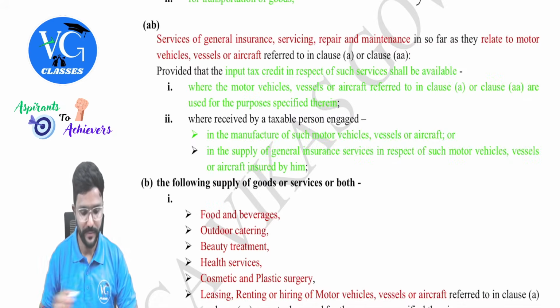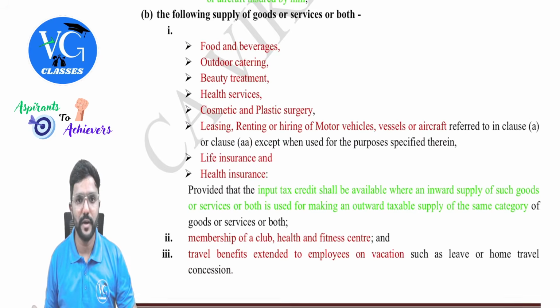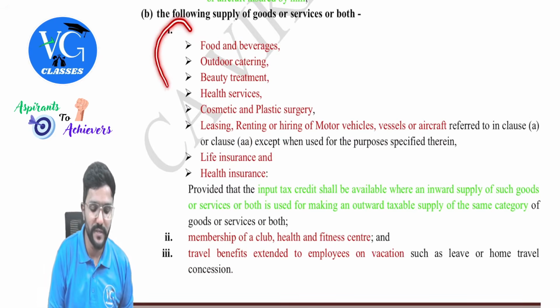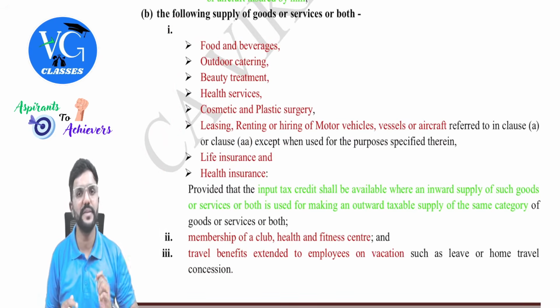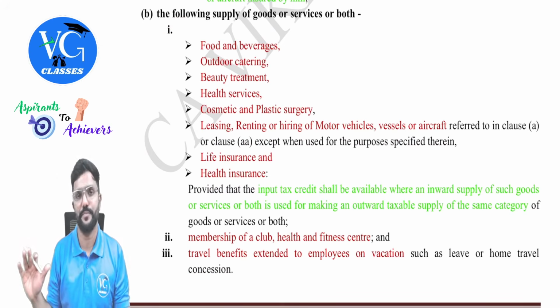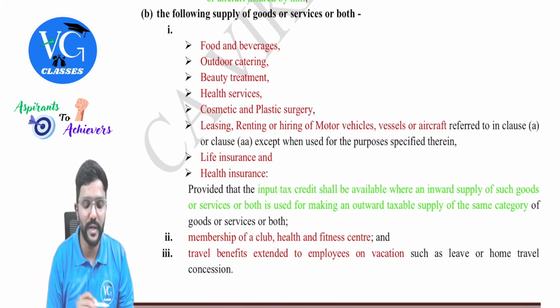Yeah, I will move forward. Coming to clause B, there are a number of items covered here. Guys, if any of this is taken as inward supply on which GST is paid, credit is blocked. Credit is blocked. What are those?